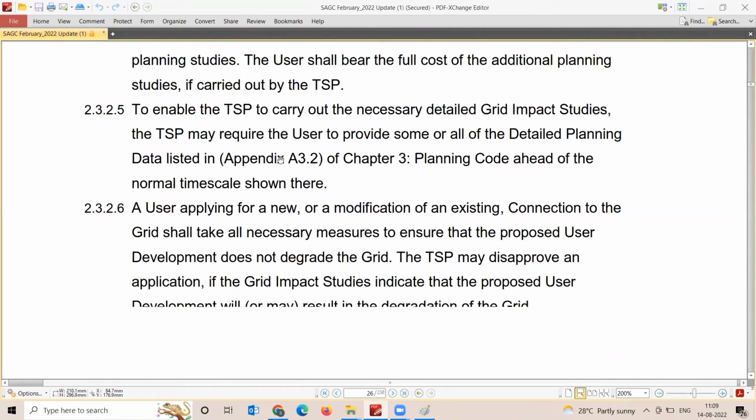It means the utility is giving their model, and probably they are asking you to include your model and perform the studies and submit the report as well as submit the model. That's the Indian context.